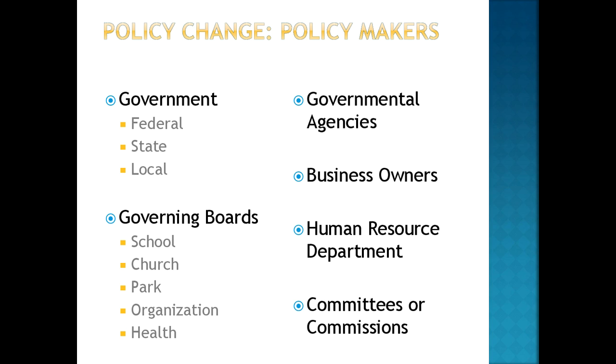When we think about outside of the government, you can have governing boards of various organizations that pass different types of policies. So your school board, a church can have a board that governs the way that church operates, a park. Oftentimes, if there's a park district in a community, they may have a park board that sets the rules for that particular group of parks in a community.